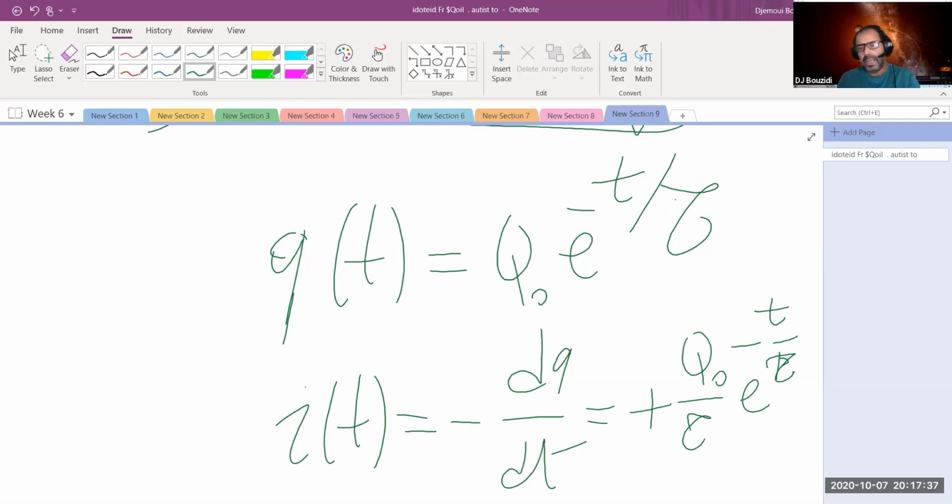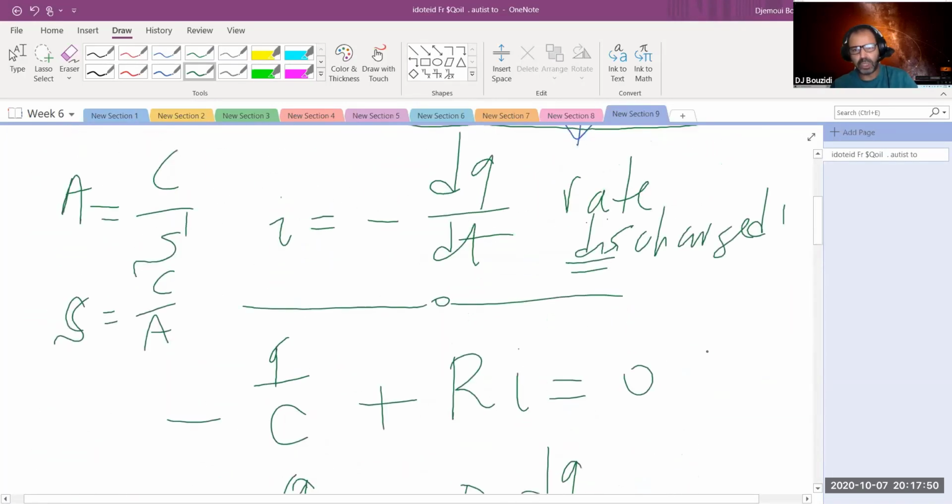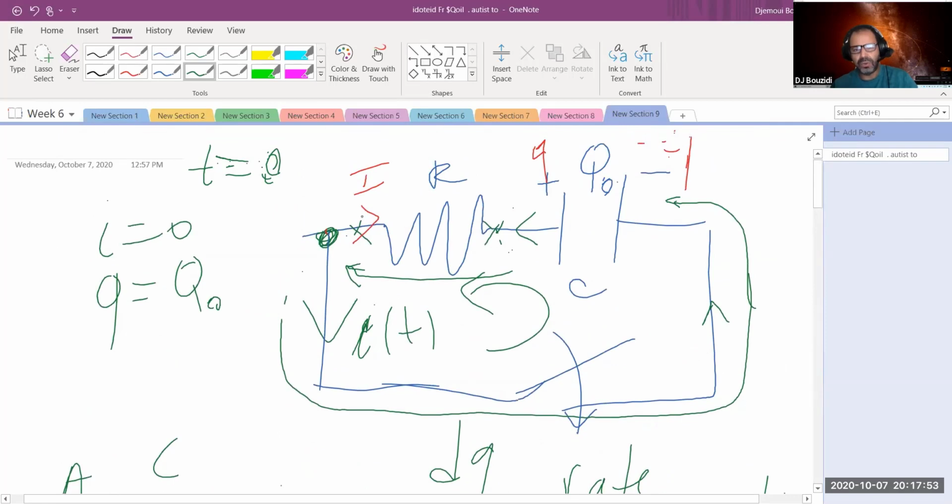So that is the current then in this situation. It's positive because I took that direction to be positive, so everything fits the bill. If I did the problem another way, like some textbooks do, and that is through the reverse direction, everything still holds true.